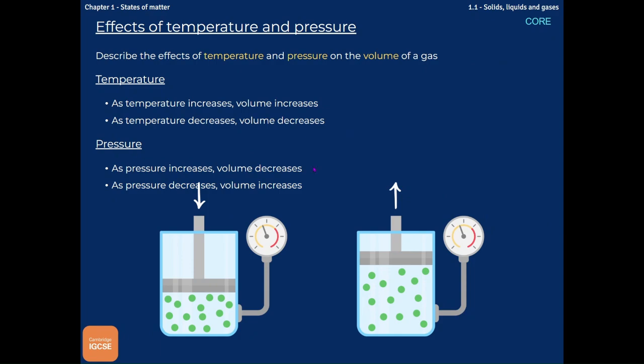Pressure, right? As pressure increases, volume decreases. You put more pressure on your gas, the volume will get smaller. As the pressure decreases, the volume increases.